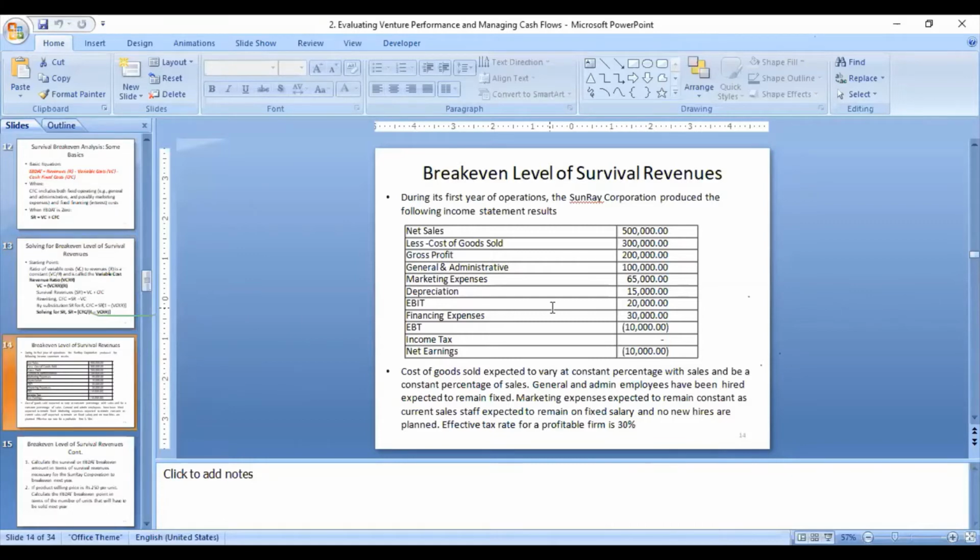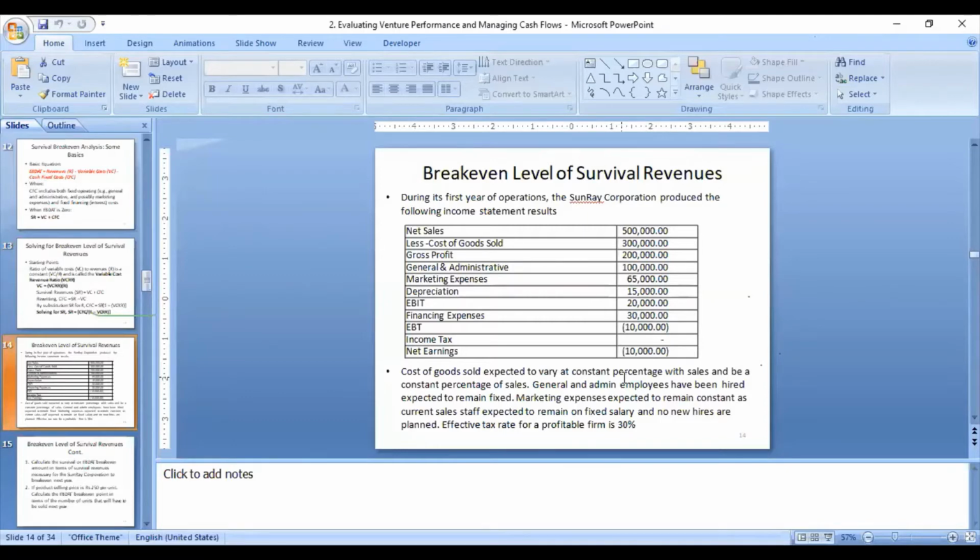Here, you are given some information related to the Sunray Corporation. Income statement results are given. Net sales is there, and the gross profit is calculated. It gives general and administrative expenses, marketing expenses, depreciation 15,000. Earnings before interest and tax 20,000, financing cost or expenses 30,000, EBT, earnings before tax, minus 10,000, no income tax, so the net earnings is negative 10,000.